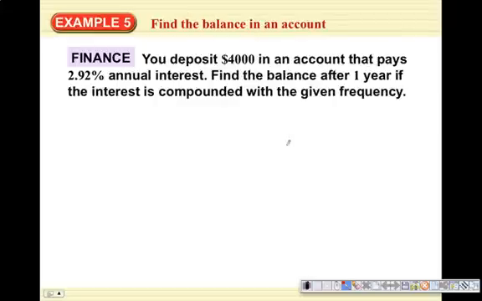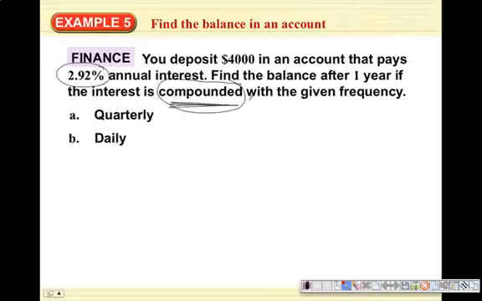Now, example 5 is different. This is the last example. You have to know something else. Let's write this down. Notice this word. It says you deposit $4,000 in an account that pays this much interest. Find the balance after 1 year if the interest is compounded, and it'll tell you quarterly, daily, bi-monthly, so on. I could ask you anything.